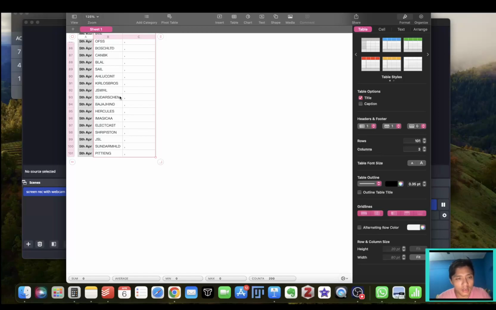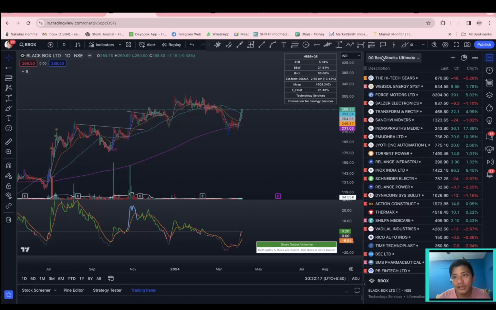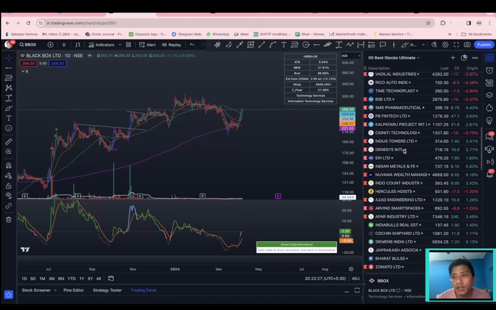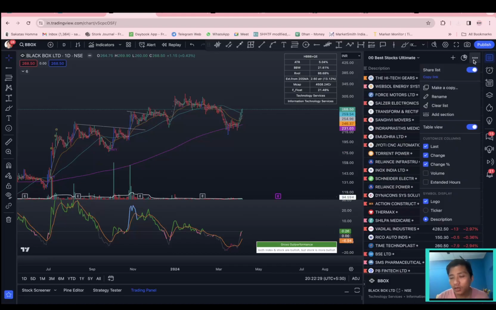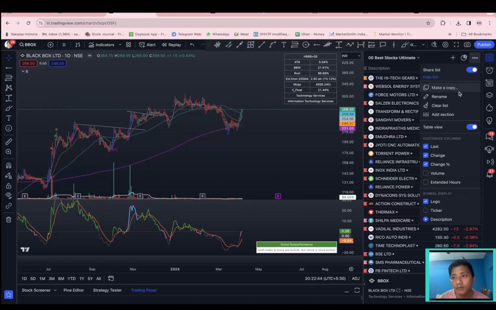I pressed Command C on my computer, and then took this to the best stocks ultimate watchlist, which I have, and the link is also in the sheet. This was the one I already had. You can do this exercise every day if you have time, or even every week is fine, because in a week the top performers will not drastically change. The top 5% performers would still be the most likely names, positioned to give you a good move.